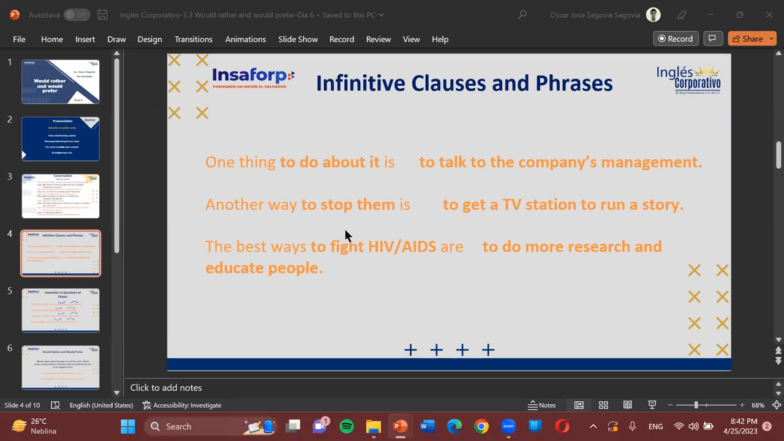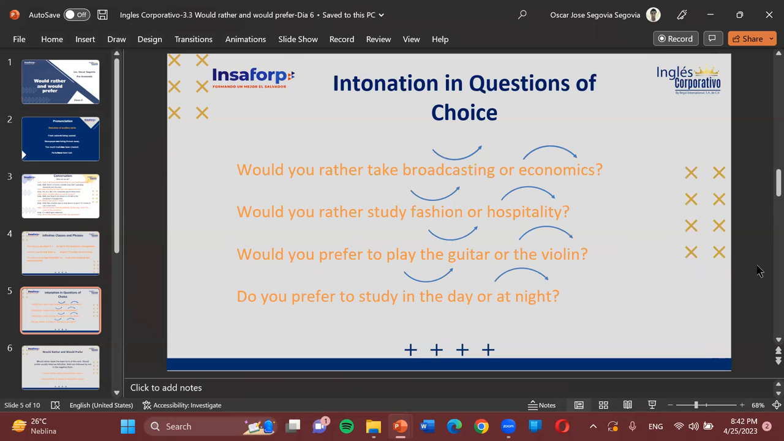Okay, so only the reminder that when we use these infinitives, we are normally going to be using them in the first sentence and also in the second sentence or in the second section of the sentence. Alrighty then, let's move into the questions of choice and the different intonation that exists with the questions of choice. So, as I was saying at the beginning of the class, when we talk about questions of choice, we're going to be dealing with a question that includes two different options, or normally three options, but no more than three, because if you add more than three options, it's better that you provide a list instead of asking it in the question itself.